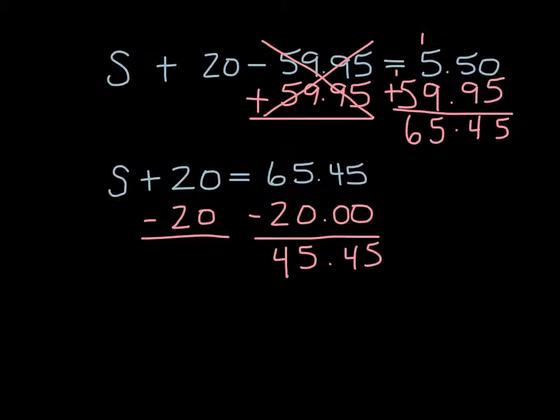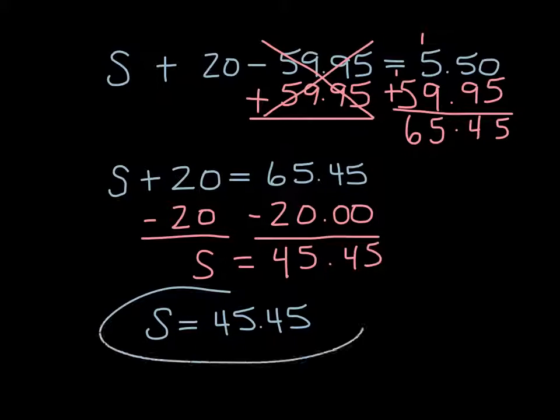And so now I have the equal sign and I have my S. So I'm just going to rewrite this out. What I'm trying to say here is that S equals $45.45. So what we're answering is the amount that we had before our parents gave us money. We started with this much money when they gave us the $20 to pay for our shoes, because we should have $5.50 left over.